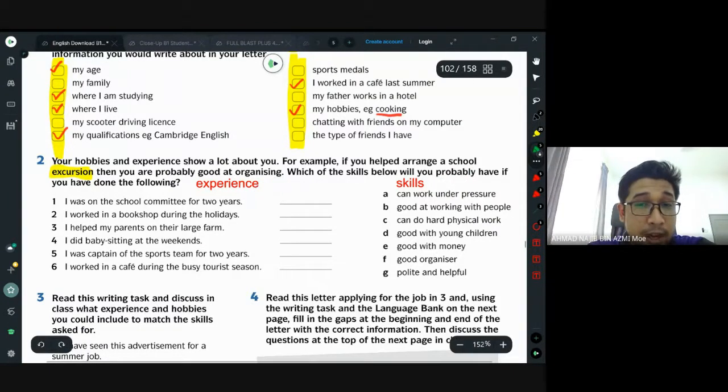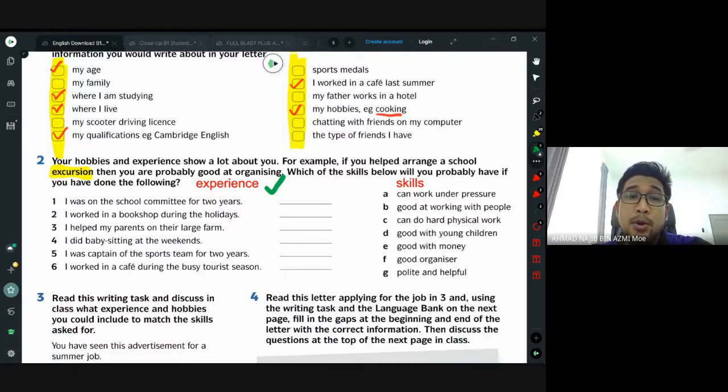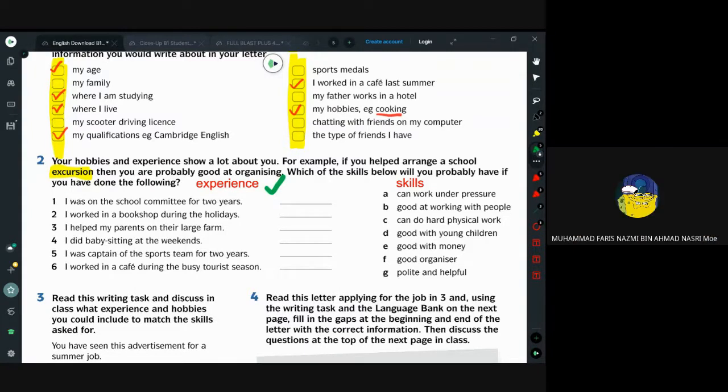The skills are important, but you need to tell your employer about your experience, because if you just write about your skills, you tell your future boss, okay, I can work under pressure. I'm good at working with people. I can do hard physical work. I'm good with young children. Can you see what is the problem here if you are the boss reading this job application? What's the problem? No proof.